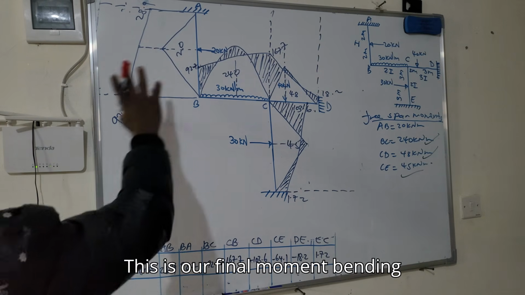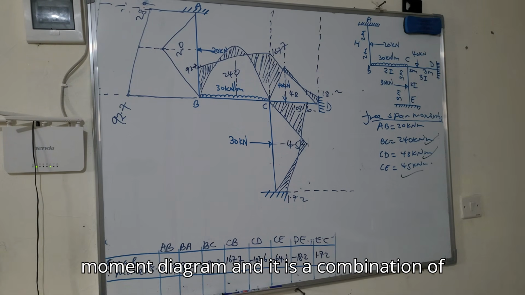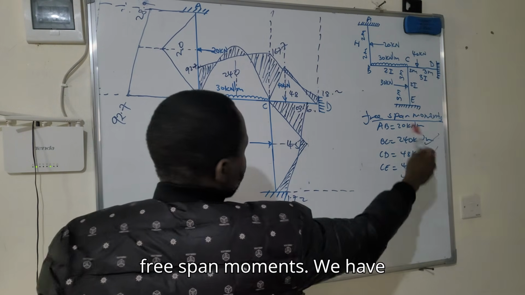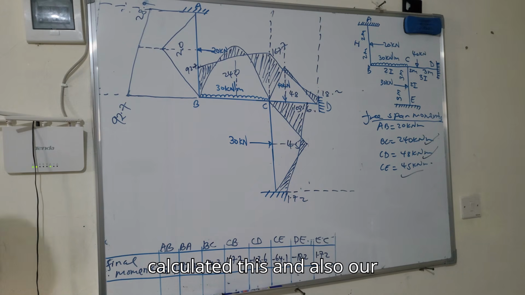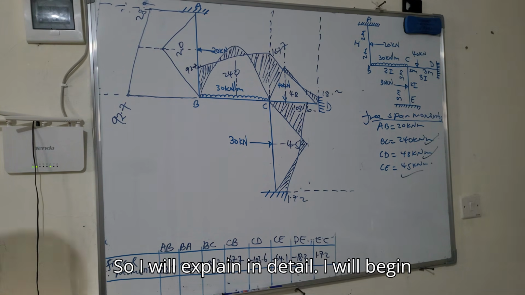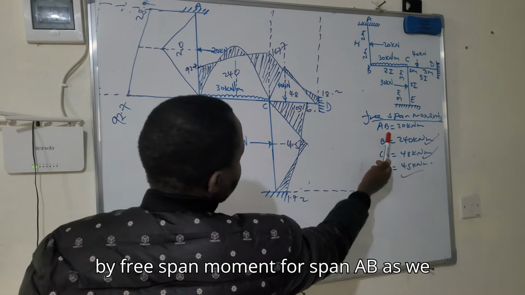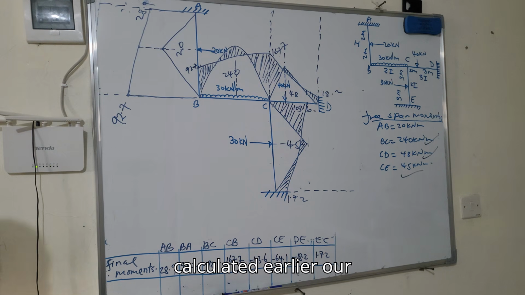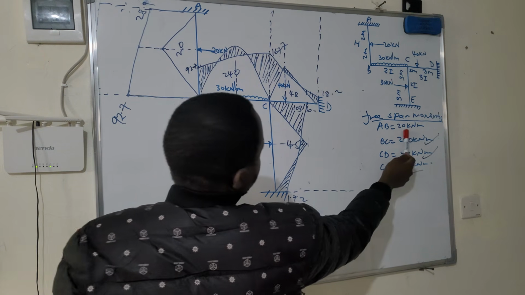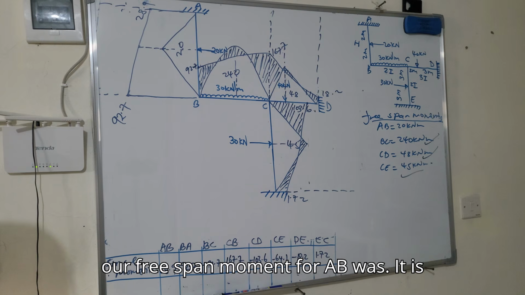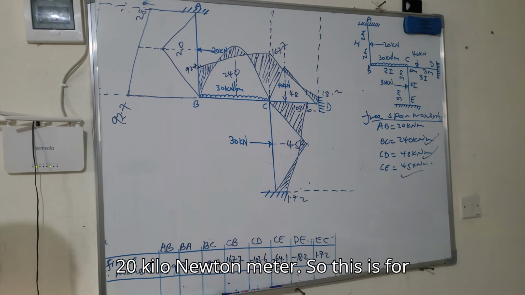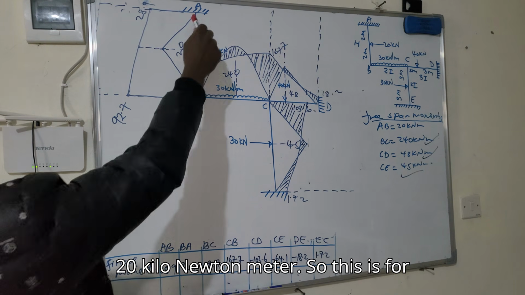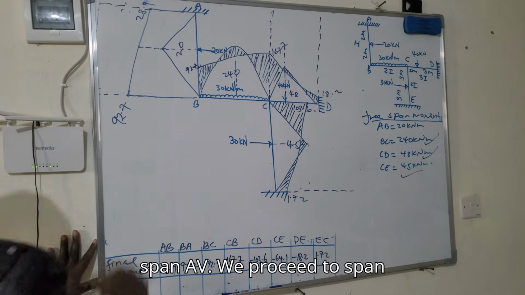This is our final bending moment diagram, and it is a combination of free span moments. We have calculated this and also our final moment from the table. So I will explain in detail. I will begin with the free span moment. For span AB, as we calculated earlier, our free span moment for AB is 20 kilonewton meter. So this is for span AB.